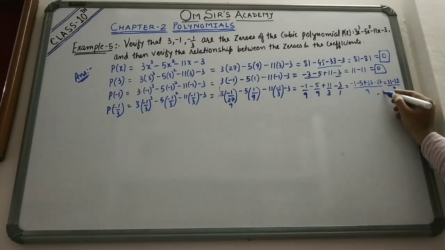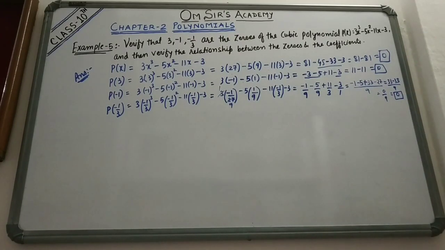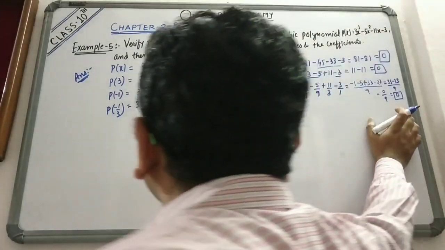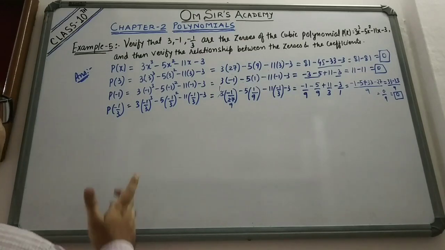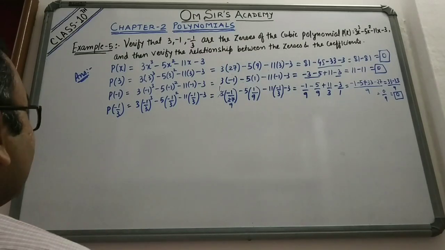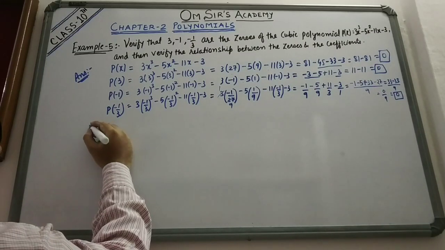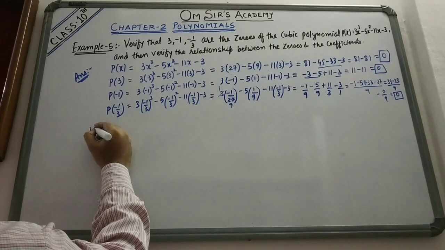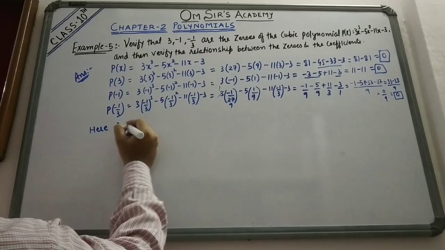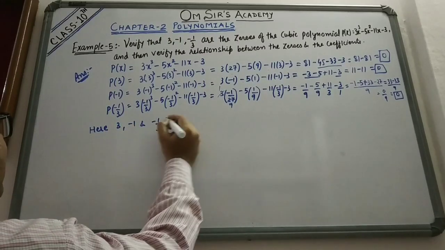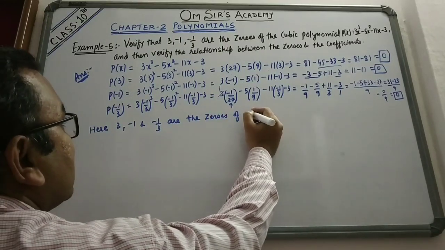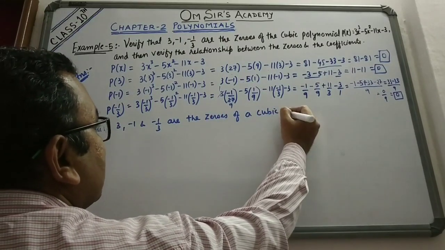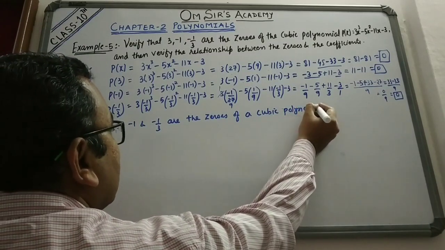So answer will be what? 0 upon 9. So answer will be 0. Is it clear, friends? So in the third case also we got the answer 0. That means hence all these three are zeros of a polynomial. So we can write here 3, minus 1 and minus 1 upon 3 are the zeros of the above cubic polynomial.